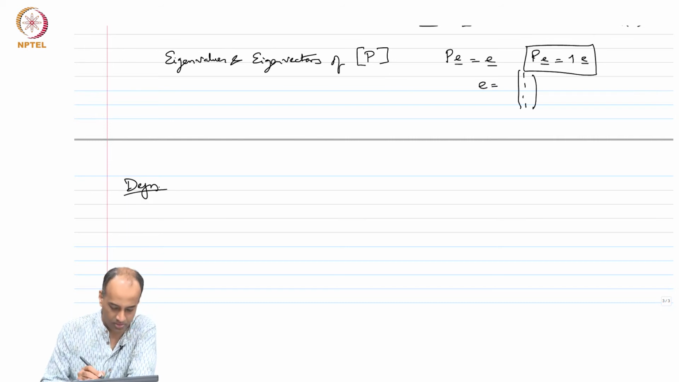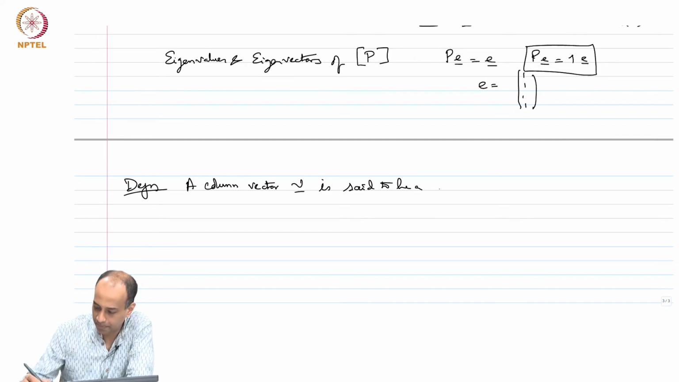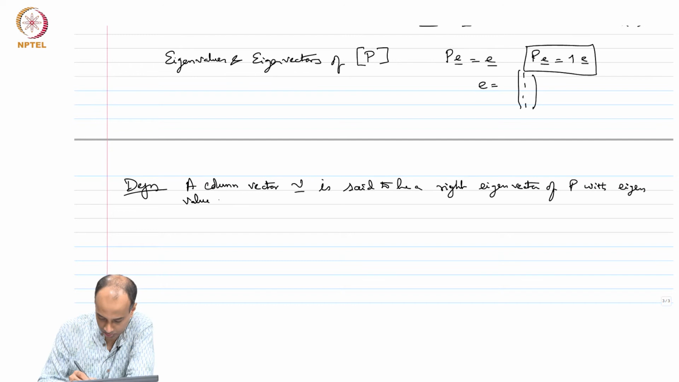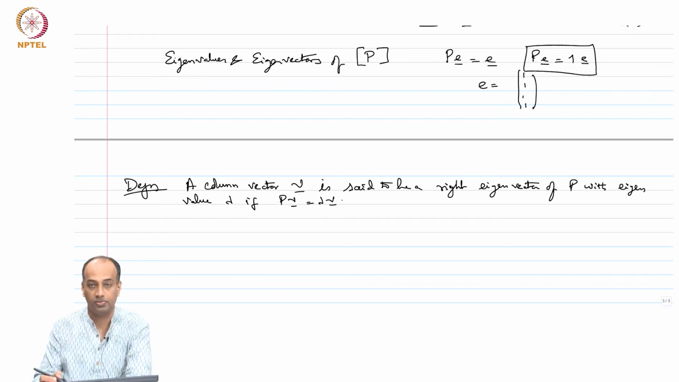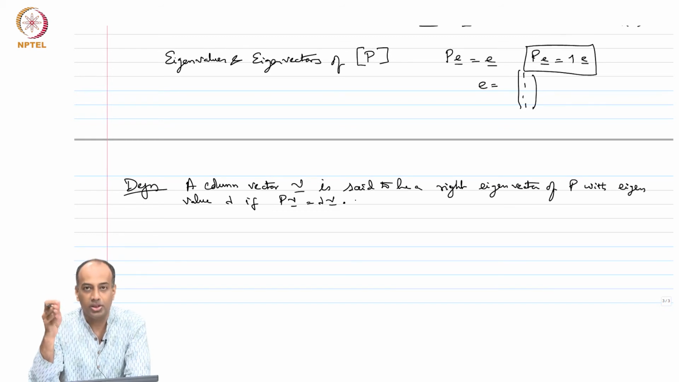Definition: a column vector nu is said to be a right eigenvector of P with eigenvalue lambda if P nu is equal to lambda nu, all right. So, P is a square matrix, M by M matrix, nu is an m long column vector, and if P nu equals lambda nu, you say that nu is a right eigenvector with eigenvalue lambda.